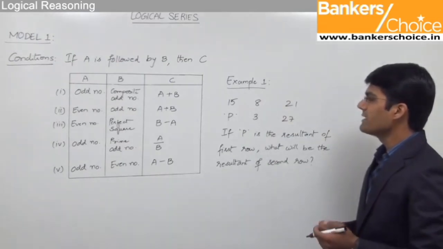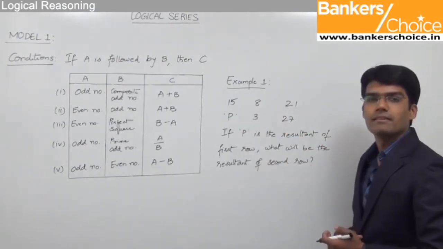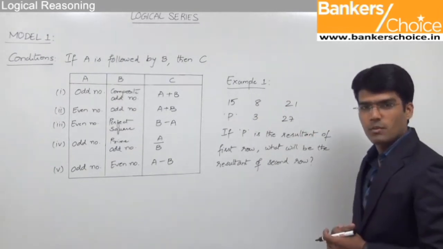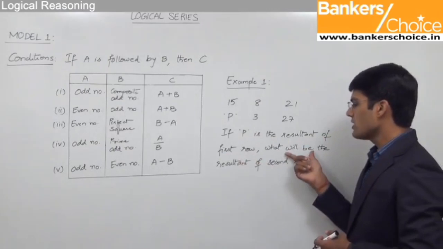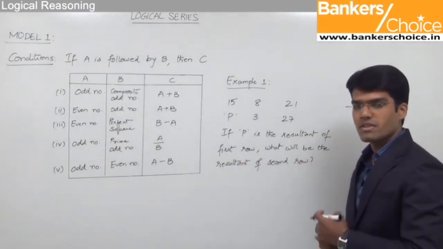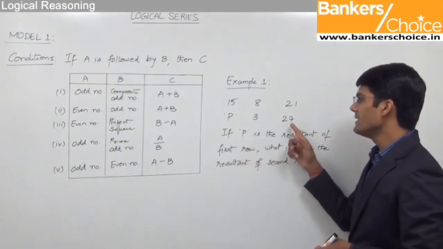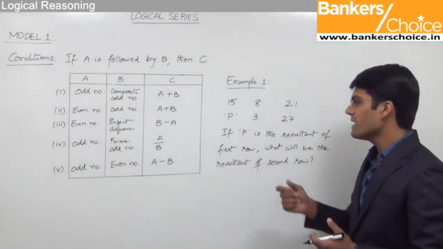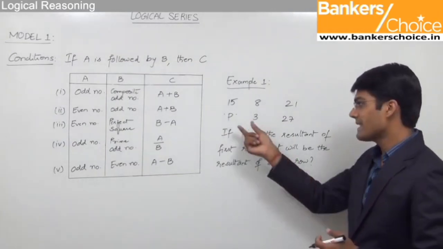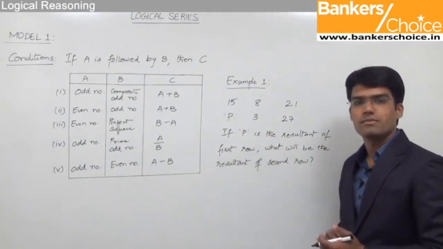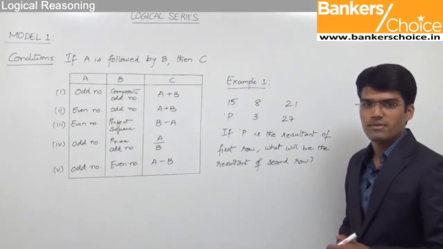The first example is 15, 8, 21, P, 3, 27. That is 2 rows of numbers are given and the question is if P is the resultant of first row, what will be the resultant of the second row? So we are supposed to find out the resultant of second row, that is P, 3, 27. But before we find out the resultant of second row, we need to know what is the value of P, and that is nothing but the resultant of first row. So let us now find out what can be the resultant of the first row.